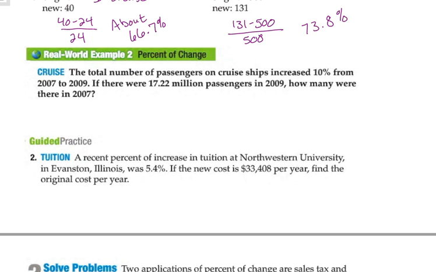On this example 2, it says the total number of passengers on cruise ships increased 10% from 2007 to 2009. If there were 17.2 million passengers in 2009, how many were there in 2007? Well, that's kind of tricky because they give us the actual percent. So let's go back to our formula.